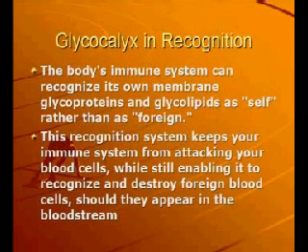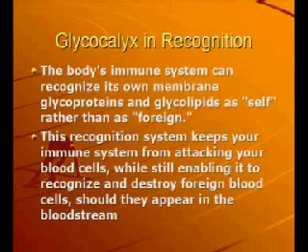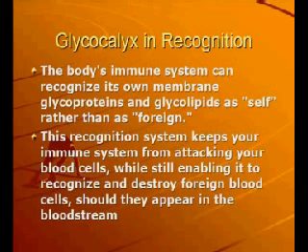Glycocalyx and recognition: again, the body's immune system can recognize its own membrane glycoproteins and glycolipids as itself rather than foreign. These recognition systems keep our immune system from attacking our blood cells, while still enabling it to recognize and destroy foreign blood cells should they appear in the bloodstream.